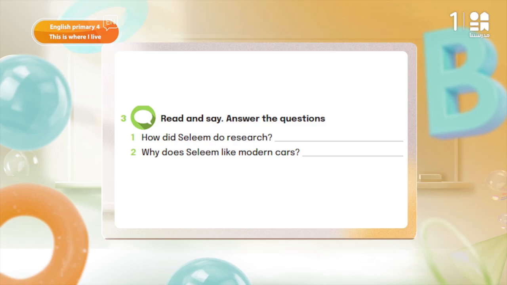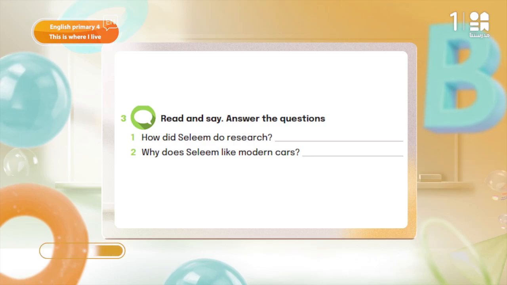تعالوا نشوف exercise number 3. Question number 1 says, how did Selim do research? He looked at old photos and spoke to their older neighbors and his grandma. Also, he spoke to his dad. So let's write this down.